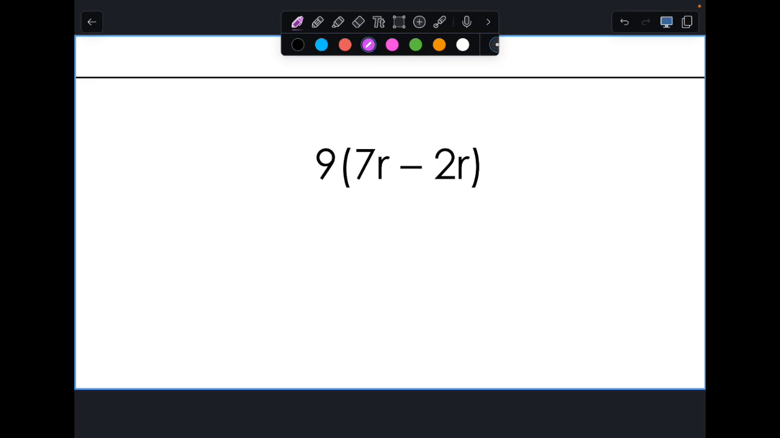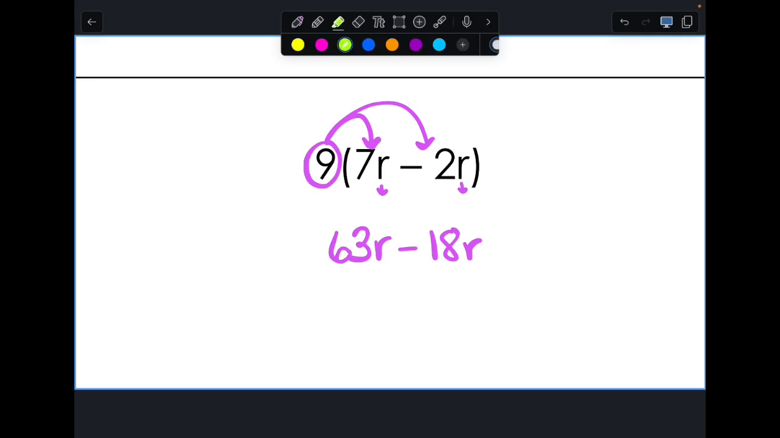First, 9 times 7 is? 36R, 63R. That dyslexia hit. So 63R. And then 9 times negative 2? Negative 18R. Negative 18, but the 2 also has an R. Can I combine these two? Yes, because they both have an R. When I combine, you only combine the coefficient, right? So 63 minus 18 gives us what? 45. 45R.